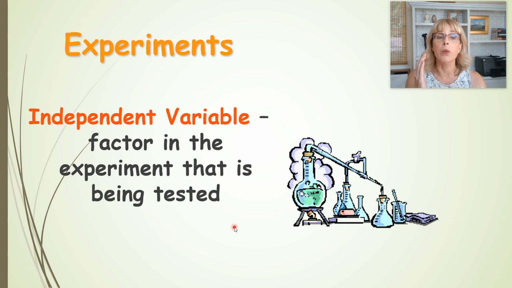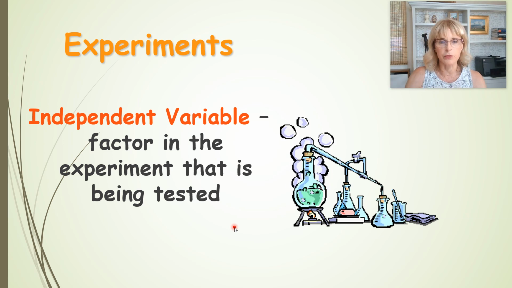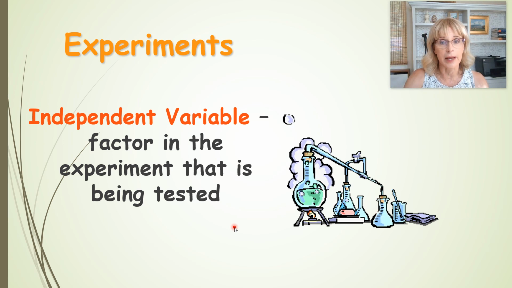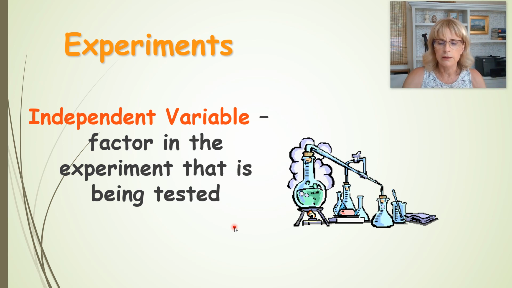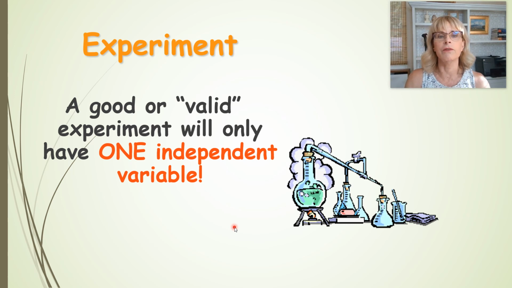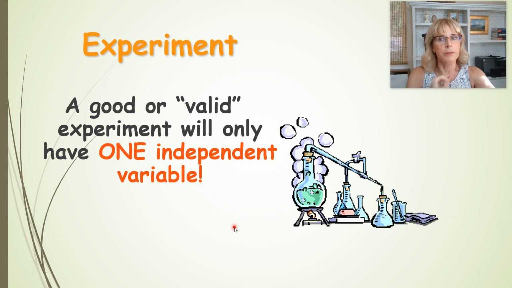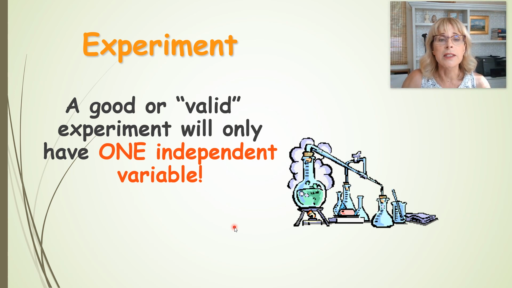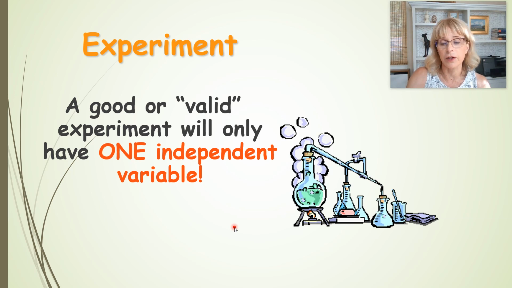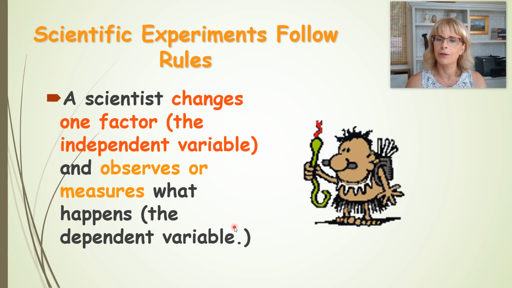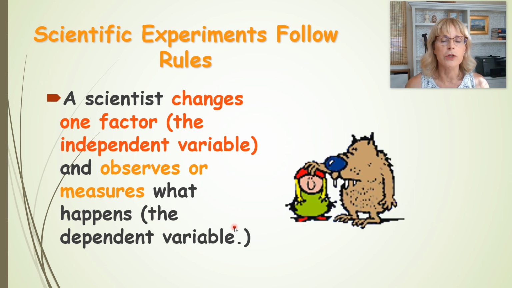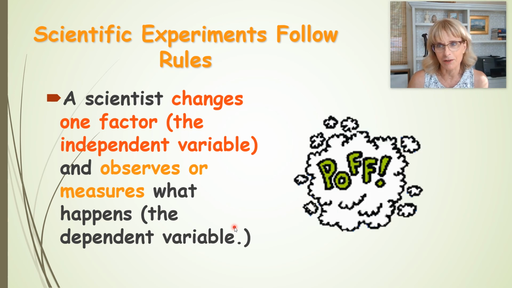So the independent variable is what you're testing, right? If you decide it was how much water, that would be the independent variable for that experiment. If you decided it was how much light, that would be the independent variable for that experiment. Ideally, there should only be one. One independent variable, okay? As many control variables as you like, only one independent variable. How many dependent variables? That can vary, okay? So a scientist changes one factor, the independent variable, and observes or measures what happens, which is the dependent variable.